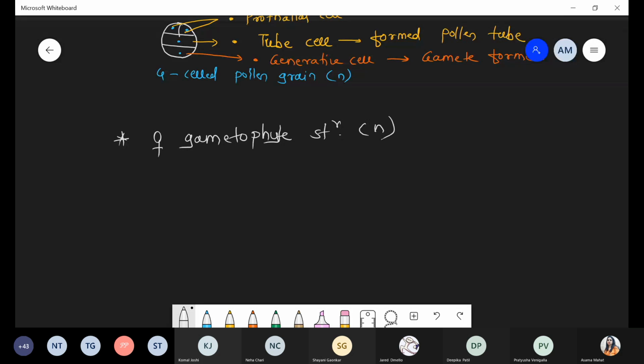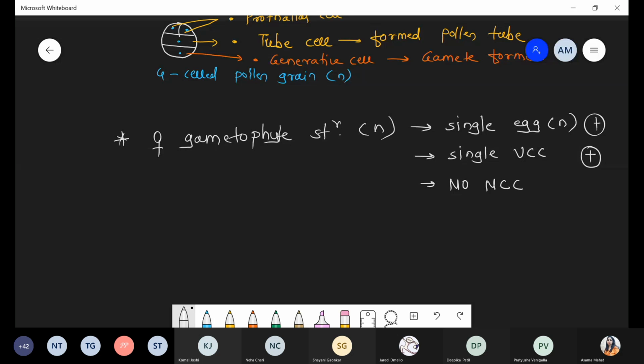That is haploid in nature. We are talking about the gametophytic structure, which means they are haploid in structure. The female gametophytic structure basically consists of a single egg cell, as well as a single VCC cell. And you know very well, VCC means ventral canal cell, which is a protective cell. So a single egg cell is present and a single VCC cell is also present, but in this condition no NCC cells are present. Neck canal cells are totally absent.